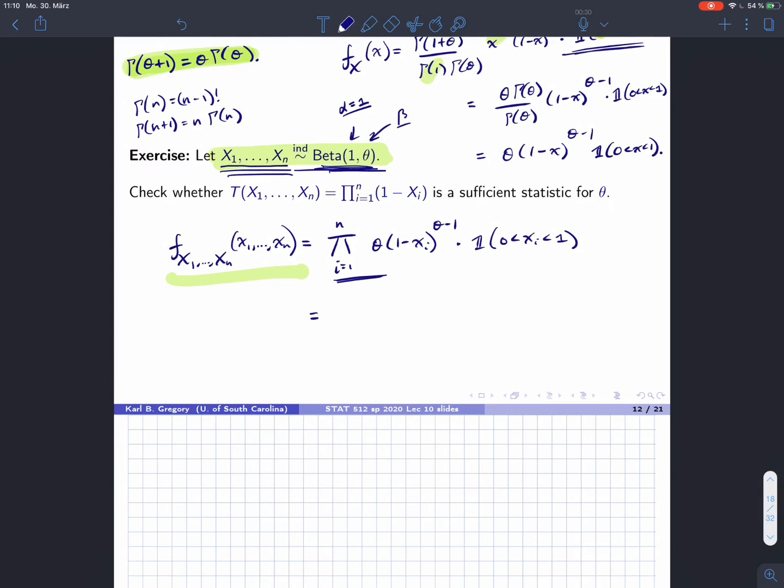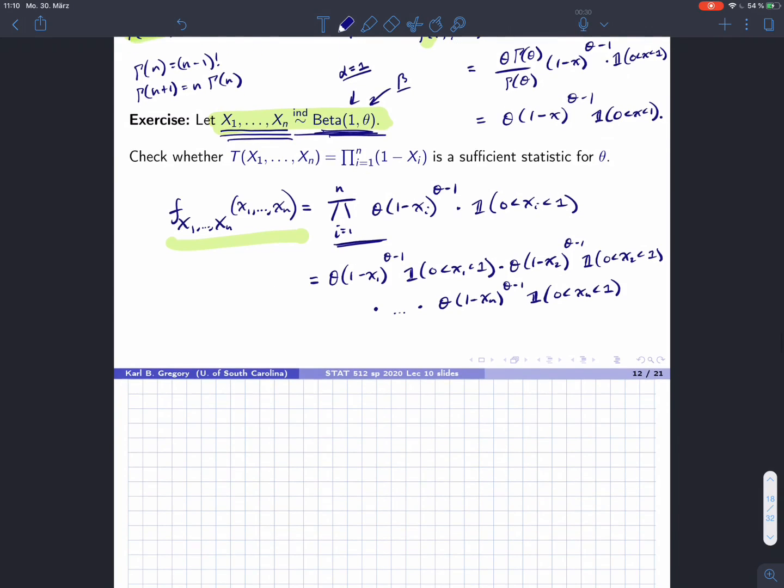If I apply this product, I get theta to the power n, okay, because it's going to look like this. It'll be theta times (1 minus x1) raised to the theta minus 1, indicator of x1 between 0 and 1, times theta times (1 minus x2) to the theta minus 1, times the indicator that x2 is between 0 and 1, times, and it keeps going until we get all the way out to the nth one, indicator that the nth value is between 0 and 1.